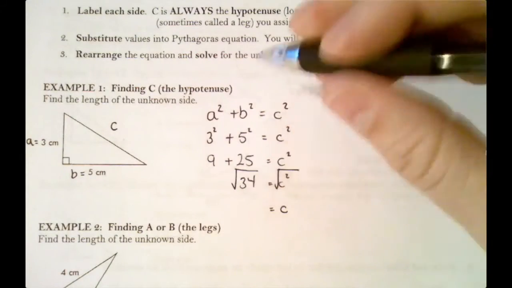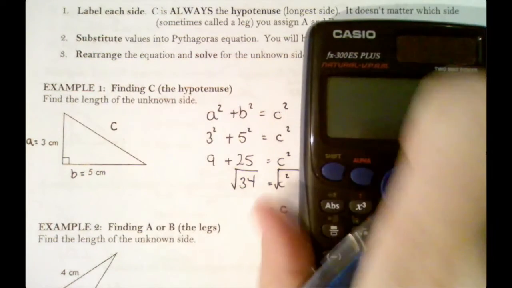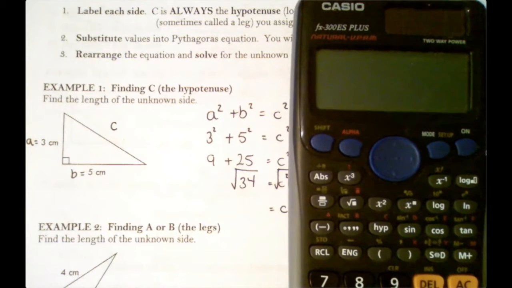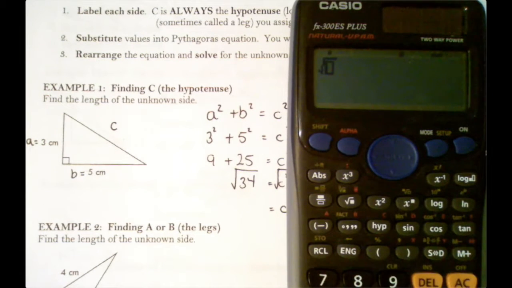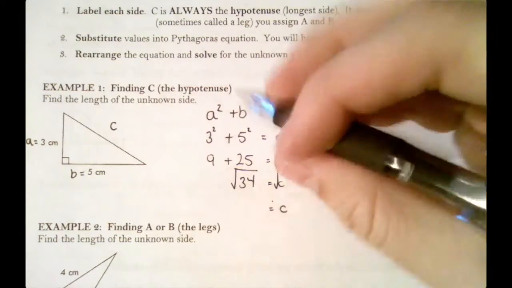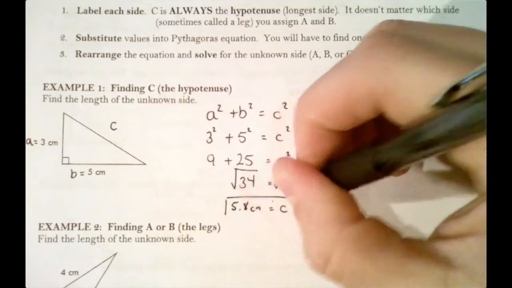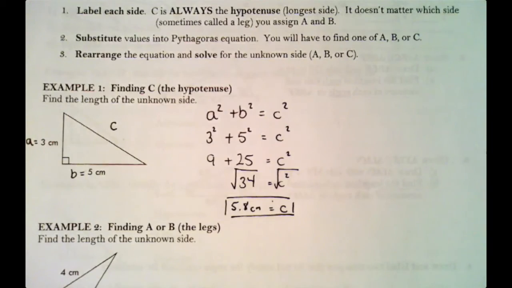If we square root 34, we get, on a calculator, have to know where our square root button is. Mine's right here. And we're going to square root 34. And I get 5.8 centimeters. There we go, that's using the Pythagorean theorem.